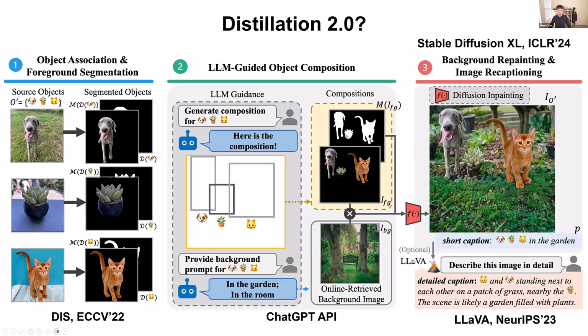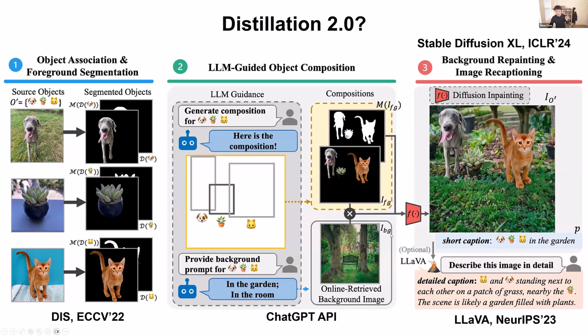And along the way, we used many different models to work together, right? So the first one is the DIS, CCB 2022. And the second one, for the language model, we use the ChatGPT API. And for the generative model, we use the Stable Diffusion XL. And for the visual language model, we use the LLaVA.